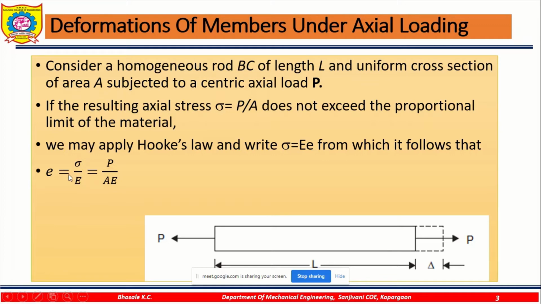Here we only have to replace the value of sigma. We know that sigma is equal to load upon area, P upon A. So we have put the value of sigma as P upon A, and we get the formula: strain will be equal to P upon AE. So from this can we find out the delta L? याच्यावरून आपल्याला delta L find out करता येईल का?